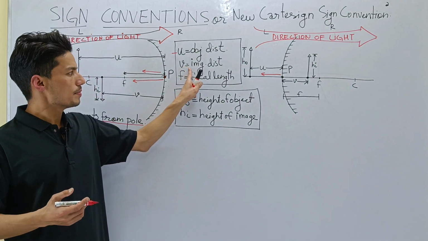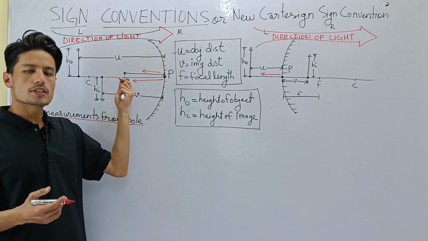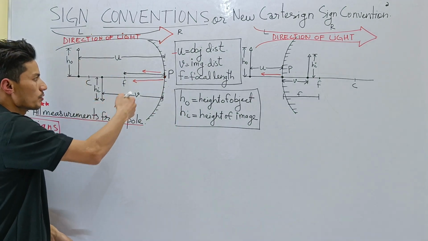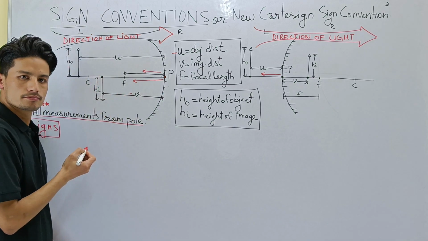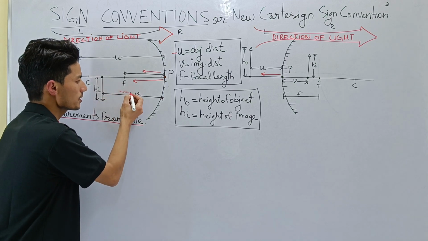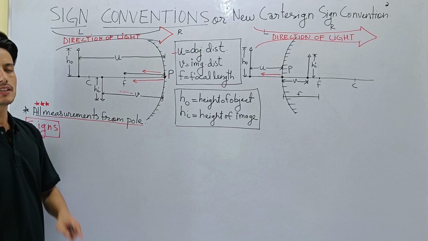So remember that whenever we move opposite to the direction of light, we will be getting a negative value. So if we consider this case, since the image is formed here, it will be negative. Correct? Remember that. Let me just write negative. For this particular ray diagram, this will be negative.